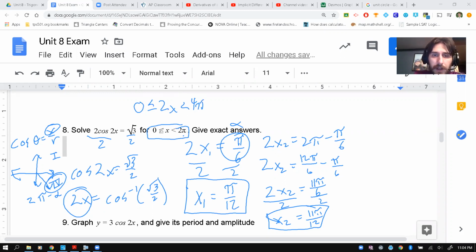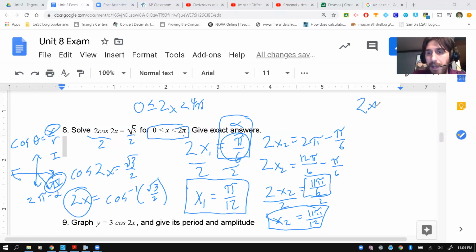So I need to find not only the angles that produce that ratio of square root of 3 over 2 between 0 and 2 pi, but I also need to find the answers between 2 pi and 4 pi. So there's going to be 2 more. To find those 2 more, I'm going to take the original answers, pi over 6 and 11 pi over 6, and find the coterminal angles with those. So I'll add 2 pi.